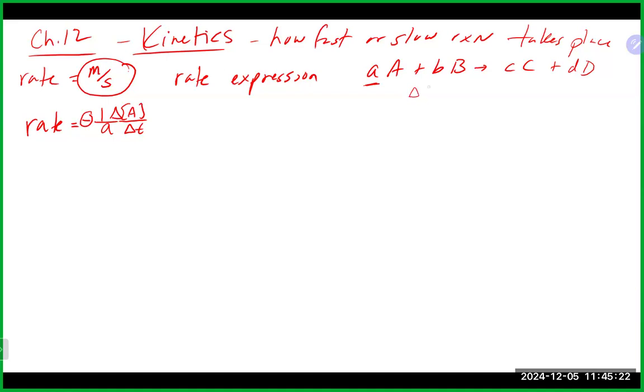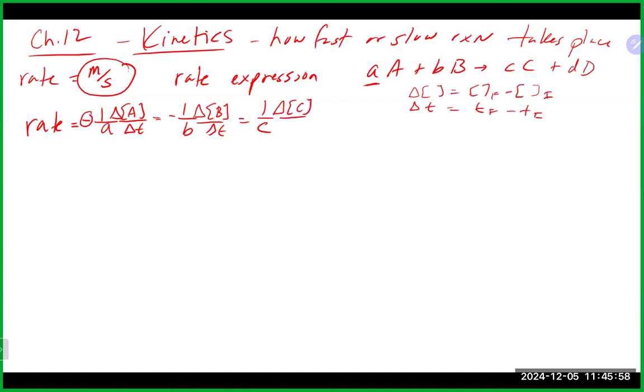In most cases, a change in concentration is our final concentration minus our initial concentration. And for our change in time, it's our final time minus our initial time as well. We could set that equal to minus 1 over b, same reasoning for our coefficients, change in the concentration of B over the change in time. And then when we get to our products, because they are increasing with time, we don't need the negative in front of these. We're going to go 1 over the coefficient, the change in concentration of C over the change in time, equals 1 over the coefficient of our last product, D over the change in time.